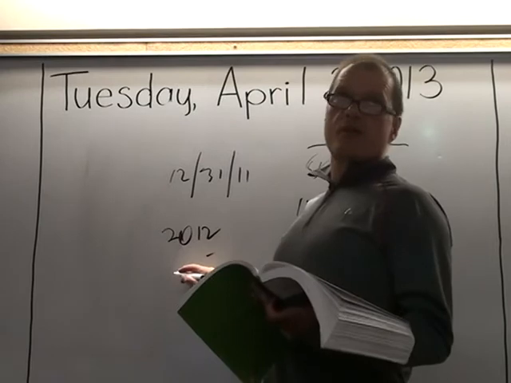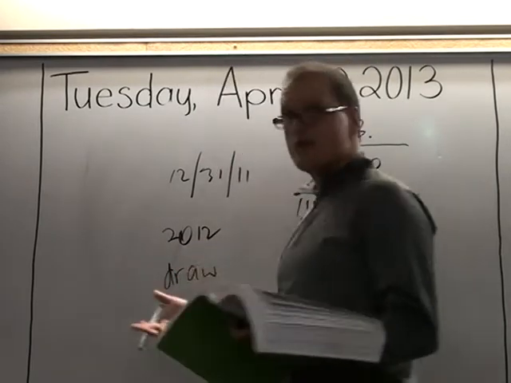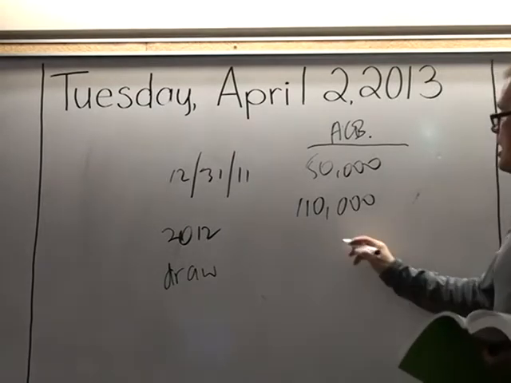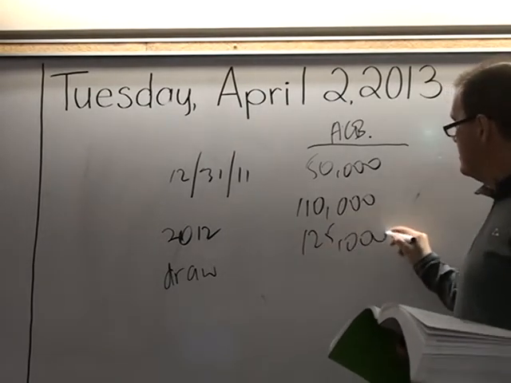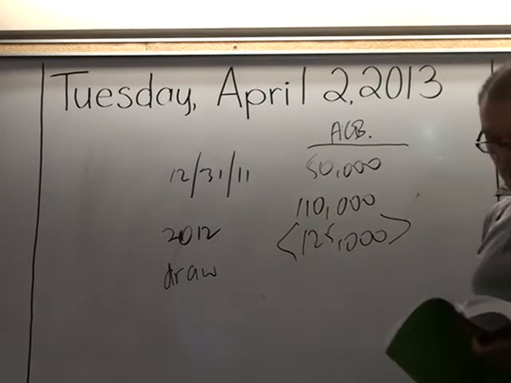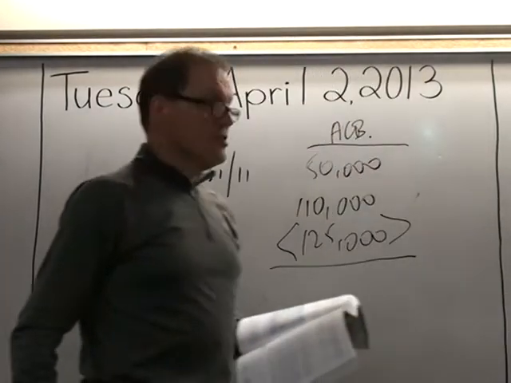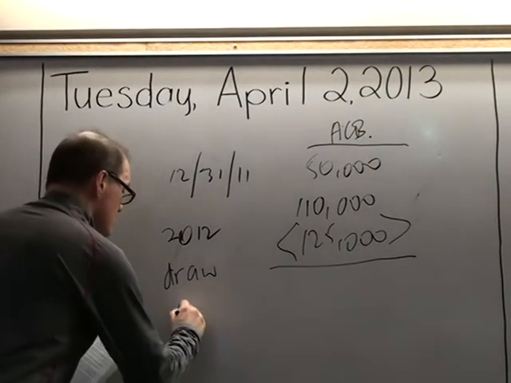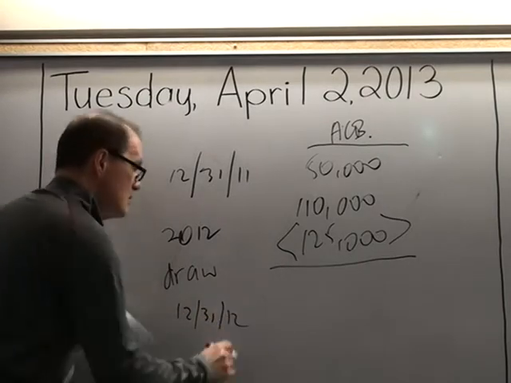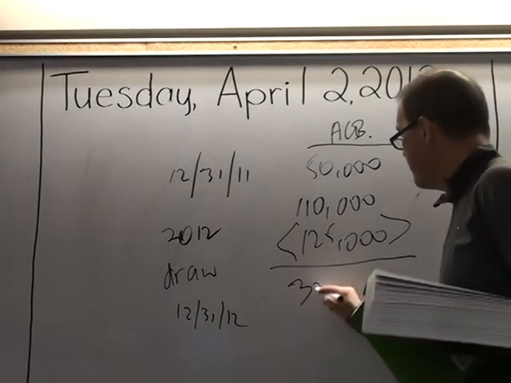And I took some money out of the partnership. I drew money out, I had a draw. I drew out 125,000. My end of year 2012 partnership adjusted cost base. Anybody do the math? 35,000.